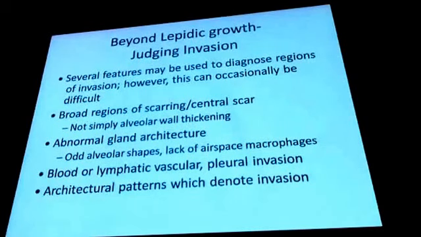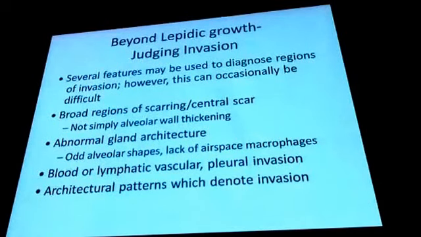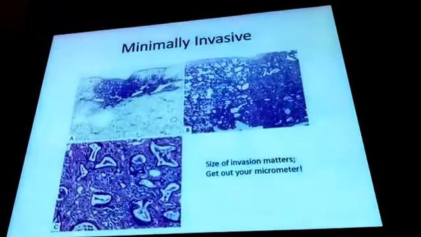There are other things that we could use to classify something as invasive. For example, if we have broad regions of scarring, that usually means invasive. So this is not just thickening of the walls, but actual scarring or dense fibrosis. Or once the glands start to have odd shapes, or we don't have macrophages in the air spaces anymore, that usually means it's a neoplastic invasive gland. And then the usual features, blood or lymphatic invasion, but also pleural invasion. And to evaluate that, sometimes you need to do an elastic stain to see the elastic lamina of the pleura. And then we've talked about the architectural patterns.